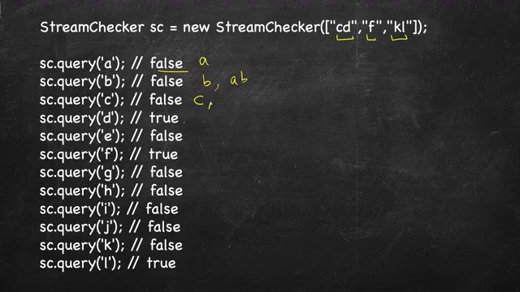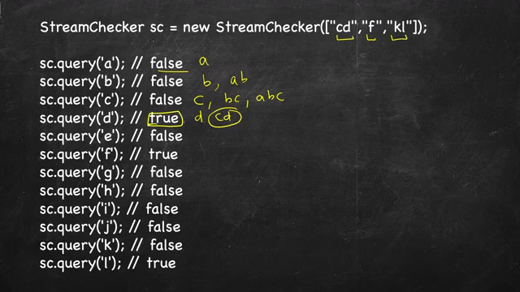So we search for C, not present. BC, not present. ABC, not present. And now there is no place to go. So we return false. Next, D. So D is not present. So we look for CD, but CD is present. So CD is found, and it returns true.